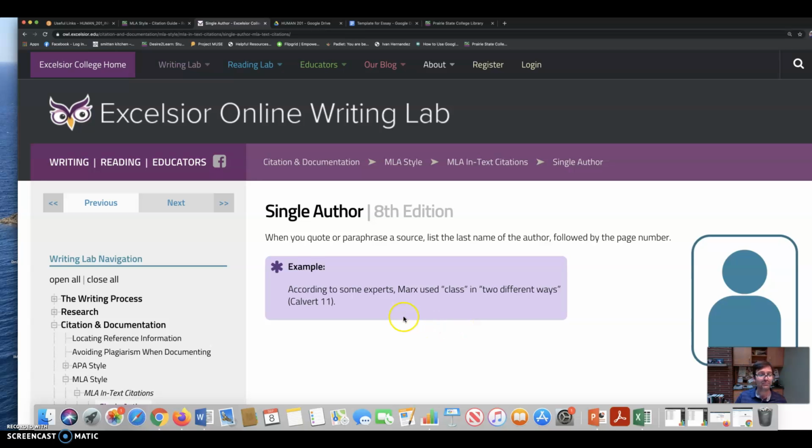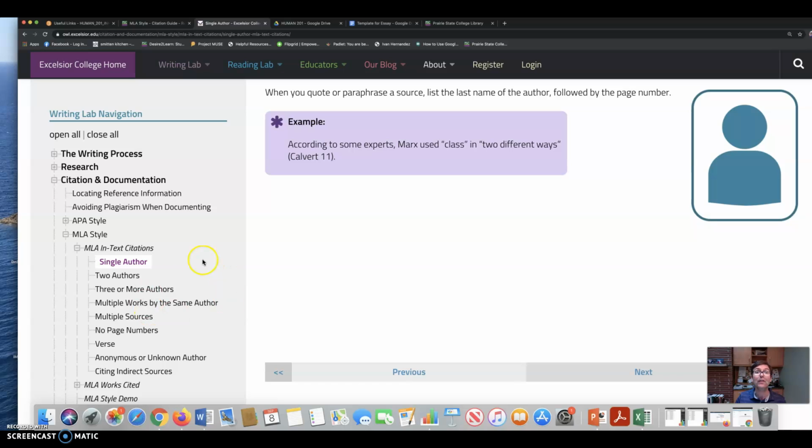Okay, so you can go through here and look at other ways of citing sources in the text of your paper. This is just sort of the classic example. But notice, even if you're just paraphrasing, so let's say it said, according to some experts, Marx used the idea of class in two different ways, but you didn't have quotes. Well, you'd be paraphrasing something Calvert said, so you'd still need the in-text citation. You wouldn't need the quotation marks, but you'd need the parentheses with the name and the page number. Okay. So I think that's good for now.